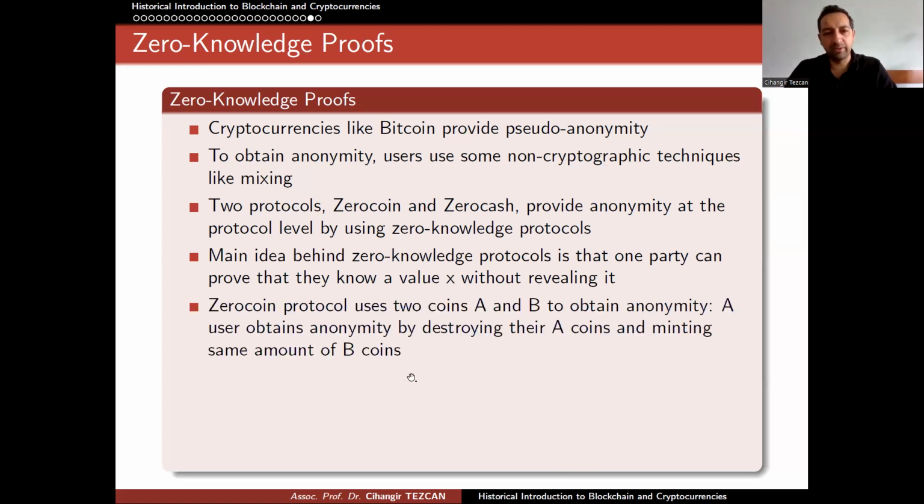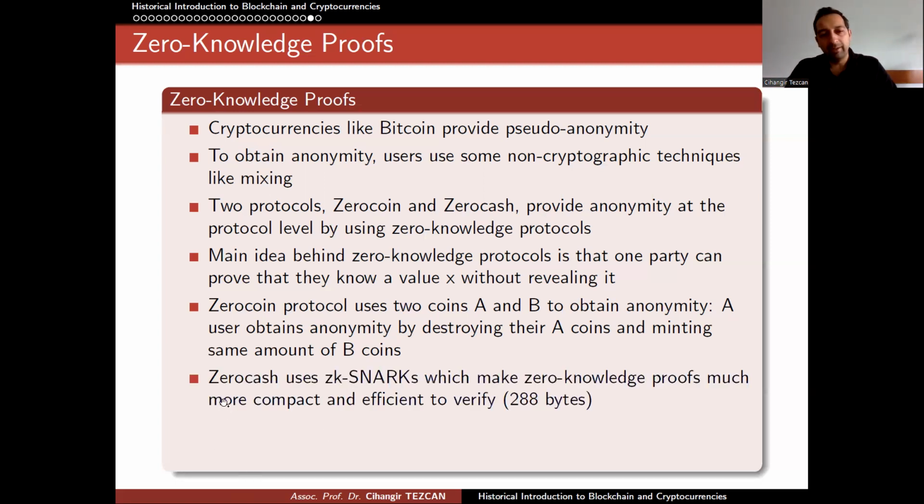Zerocoin's idea is as follows. Initially, they proposed it as a hard fork to Bitcoin, but people didn't accept it. So the Zerocoin protocol uses two coins, A and B, to obtain anonymity. A user obtains anonymity by destroying A coins and instantly gaining, or minting, that amount of B coins. So instead of making the transactions on the blockchain of A, you do it on the blockchain of B, destroy them from there, and obtain back from A. But of course, there are some limitations to this approach.